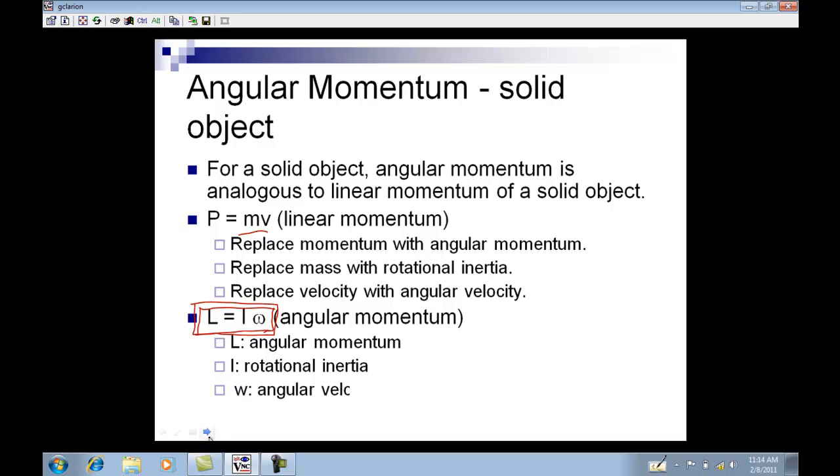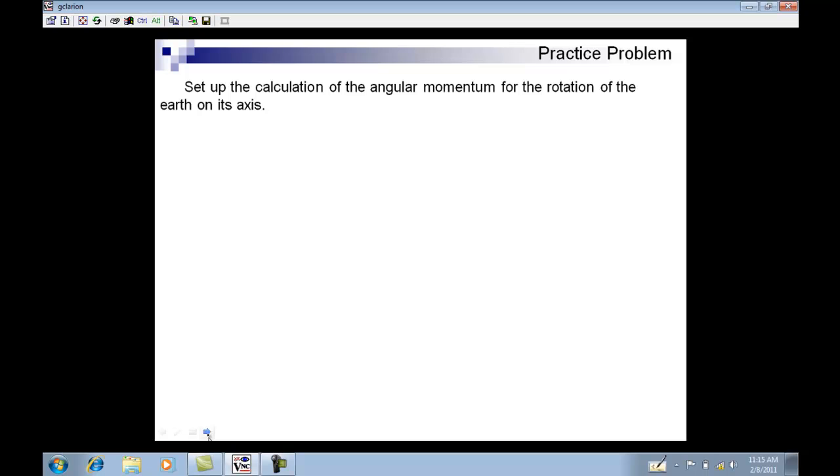And that should be omega, the angular velocity. So I'm just going to set this up. This is going to be the last thing we do, because you'll see that these are actually pretty easy. It says to set up the calculation of the angular momentum for the rotation of the Earth on its axis. Again, we're treating the Earth as a solid object instead of a point particle, like we did earlier.